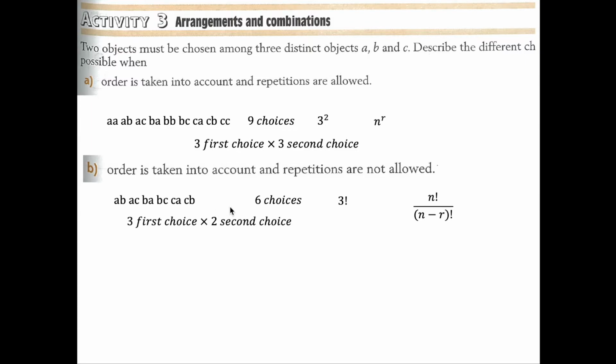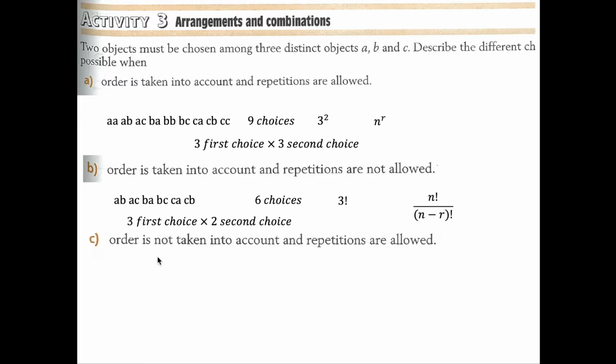So 5 times 4. How do we write 5 times 4? It's like 5 factorial divided by 3 factorial. 5 factorial is 5 times 4 times 3 times 2 times 1. But we only want the 5 times 4. So we want to get rid of the 3 times 2 times 1. So we divide by the 3 times 2 times 1, which is n minus r factorial.